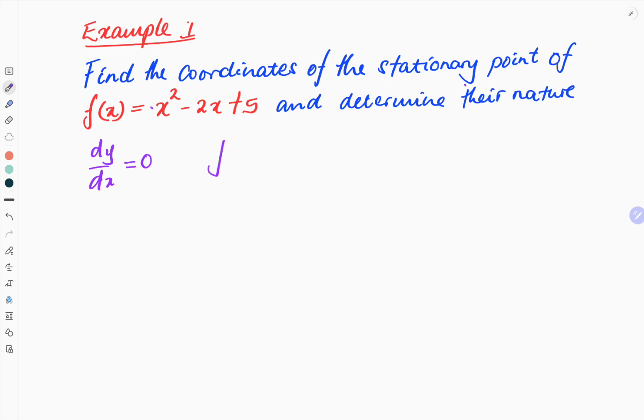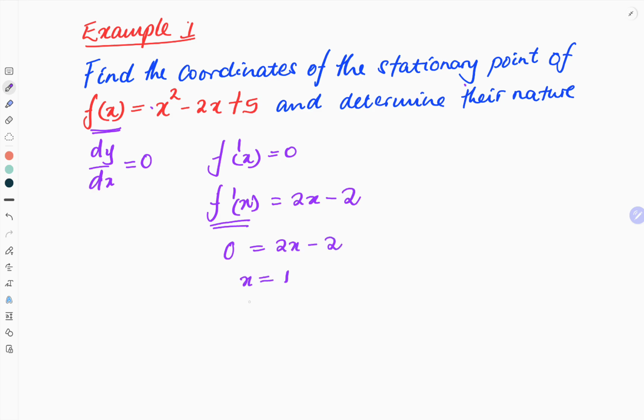In this case, we can say the first derivative of f of x is equal to 0 because we are dealing with f of x. So we find the first derivative of f of x, which is equal to 2x minus 2. We equate this to 0 because at a stationary point, the first derivative is equal to 0. So 0 is equal to 2x minus 2, and x will be equal to 1. So at this stationary point, x is equal to 1.